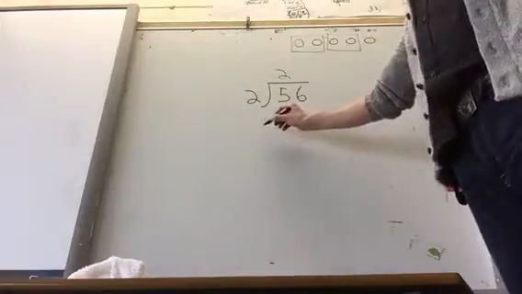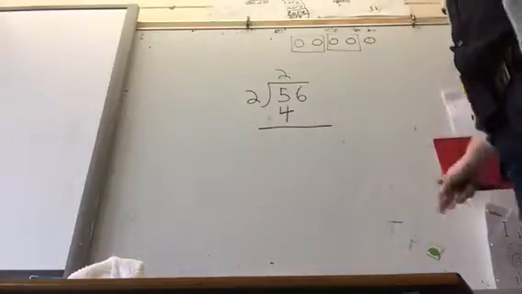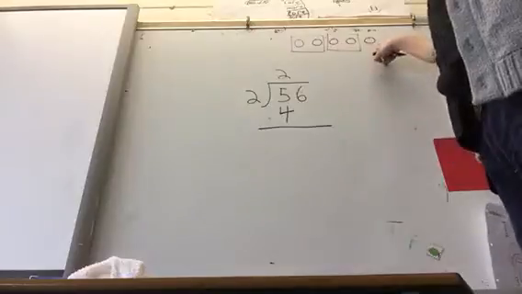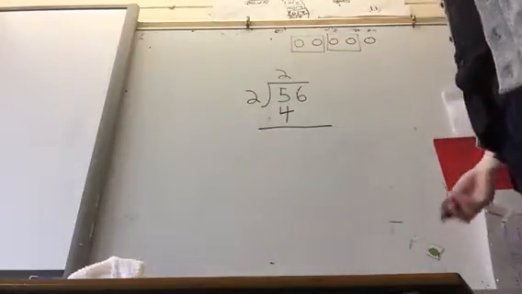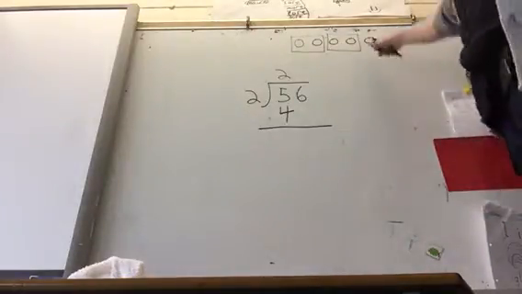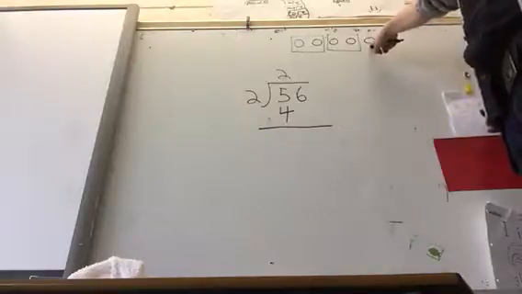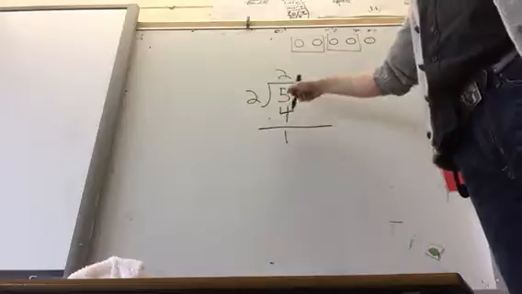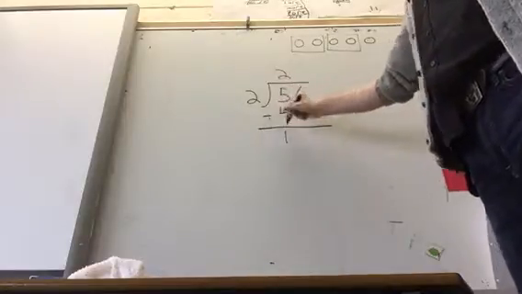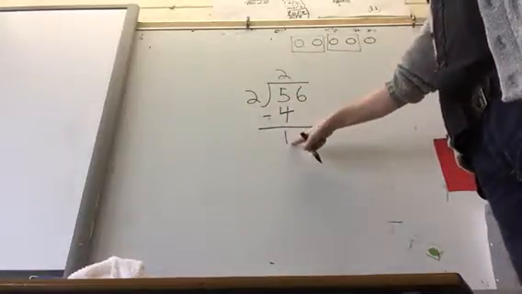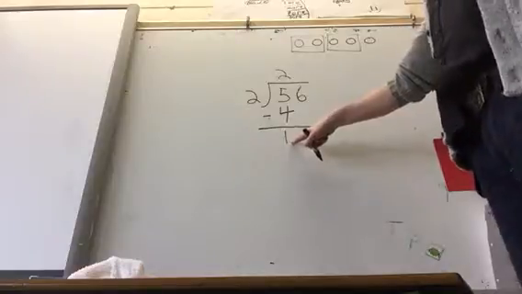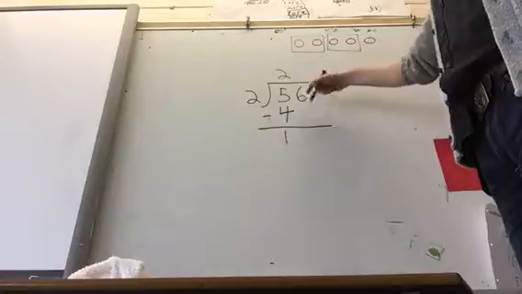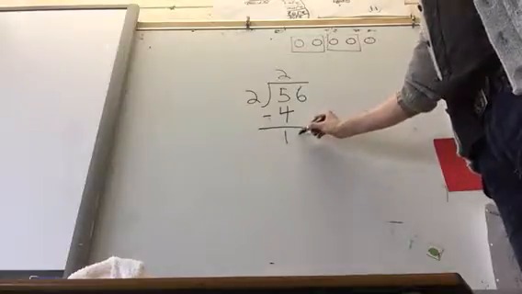Now what do we do? Well, we want to know if we just made 2 groups of 2 out of 5 cookies, how many cookies did we not put into groups? 1. 1 cookie. So that 1 goes right here. We're basically taking 5 and subtracting 4. 1 cookie left. Now the next step is we have to bring down this 6. So this 6 just comes right down here.